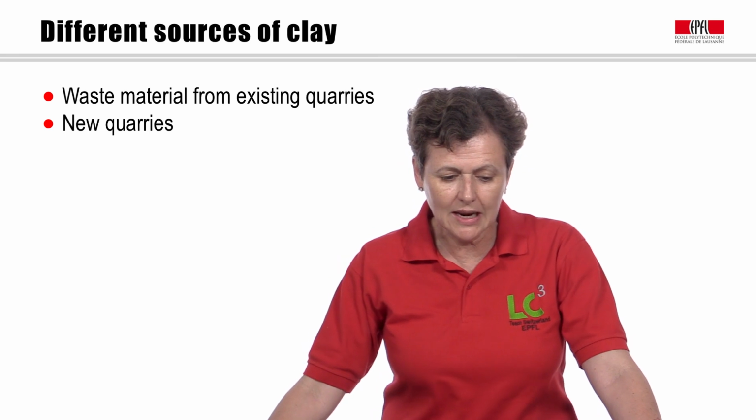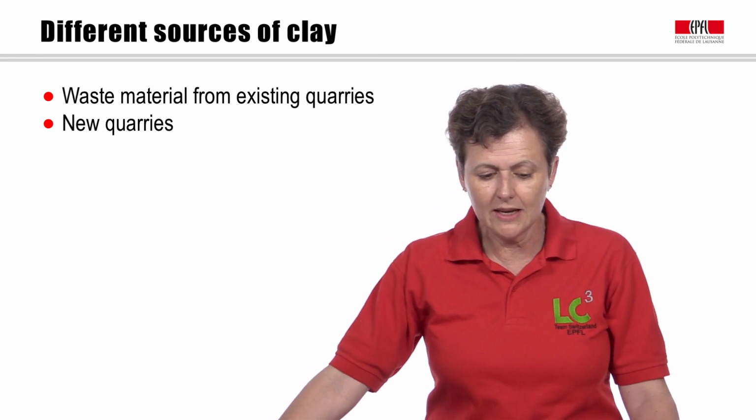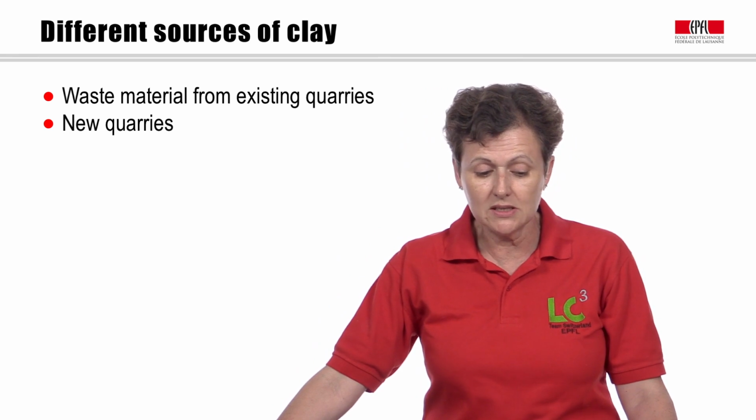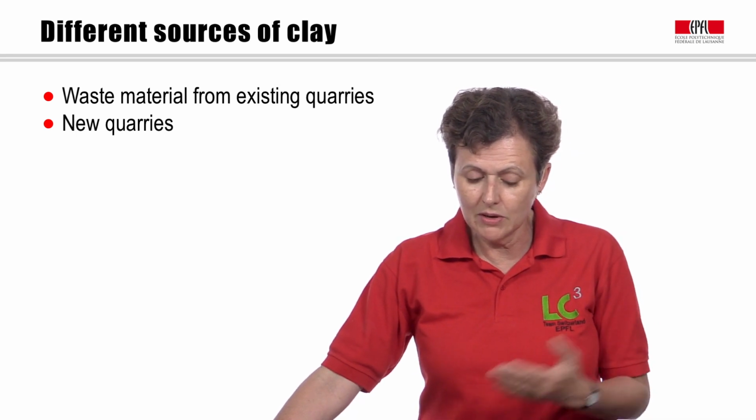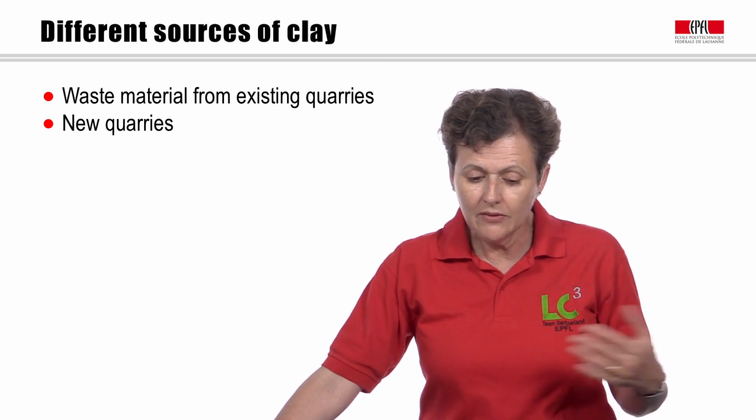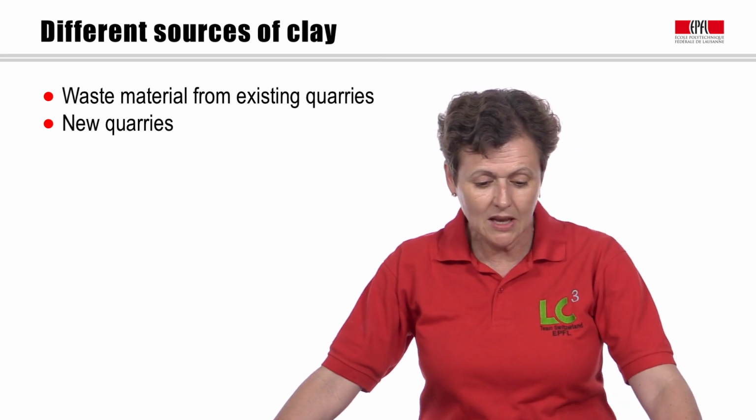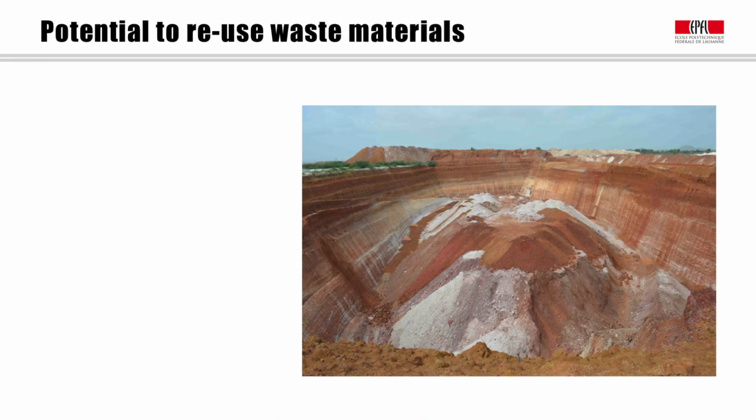As for the different sources of clay, a very important source can be waste materials from existing quarries. If you have waste materials in existing quarries, then you can just exploit the waste heaps, as we see here in the next slide. This is a quarry in India where they've been extracting clay for making ceramics, and this heap here is the waste. Quite often we find that these waste heaps contain quite high levels of kaolinite and can be very suitable for producing calcined clay for incorporating with cement.